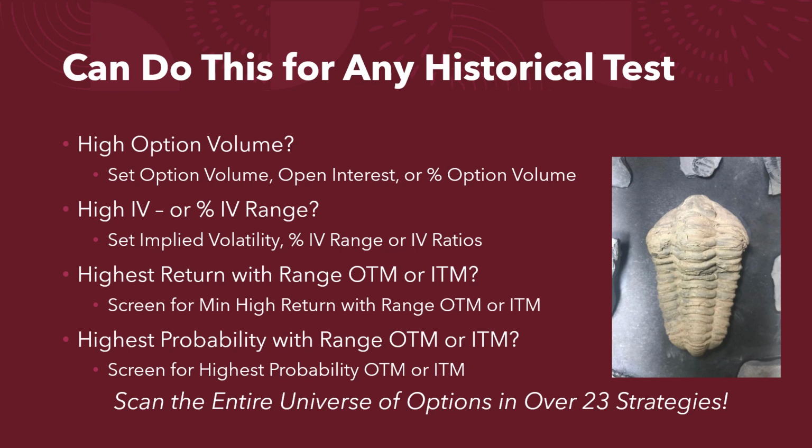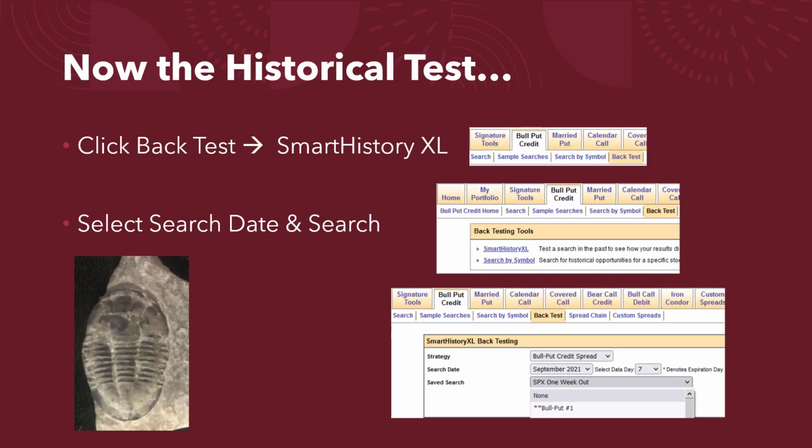But if this is about historical testing, why are we discussing creating the search first? Well, in order to run the back test and the historical testing on Power Options, we need to create the search with the parameters that we want first.